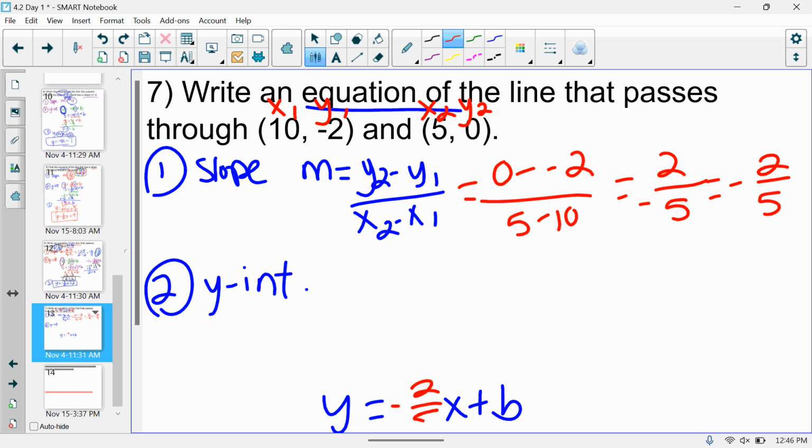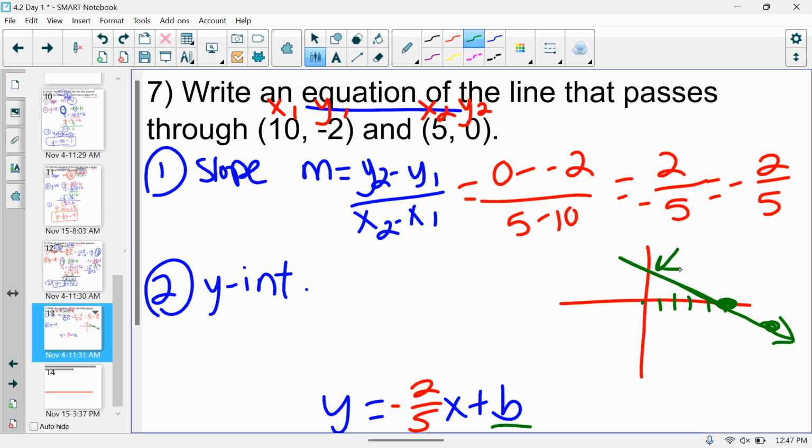So y-intercept, guys, be careful, okay? Because multiple people, when I walked around, were thinking that this was the y-intercept. That point is to the right 5 and not up or down at all. That's the x-intercept, so that doesn't help us because B stands for the y-intercept. We have that point and then 10, negative 2. Neither one of those is on the y-axis. We don't know this point. We don't know the y-intercept.